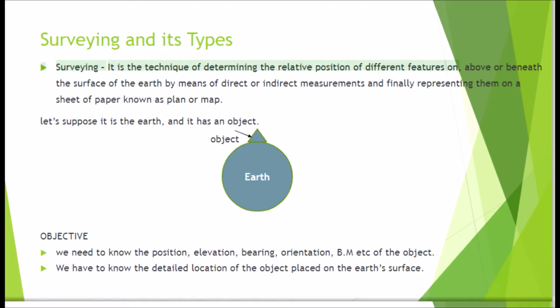Surveying is the technique of determining the relative position of different features on, above or beneath the surface of the earth by means of direct or indirect measurements, and finally representing them on a sheet of paper known as a plan or map. Let's suppose it is the earth, and it has an object. We need to know the position, elevation, bearing, orientation, etc. of the object. We have to know the detailed location of the object placed on the Earth's surface.